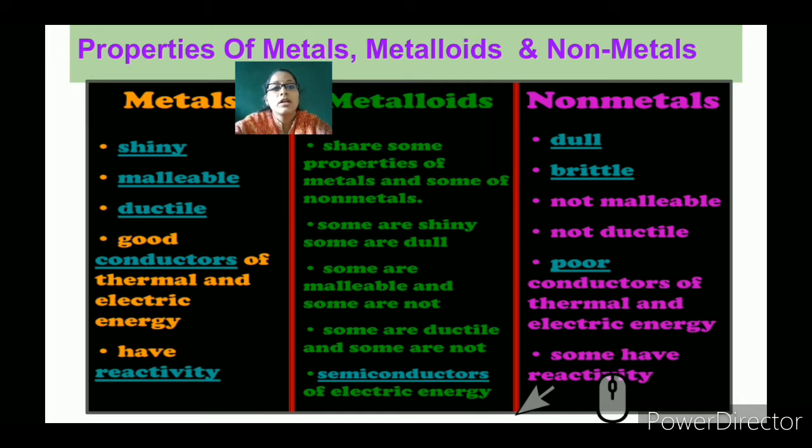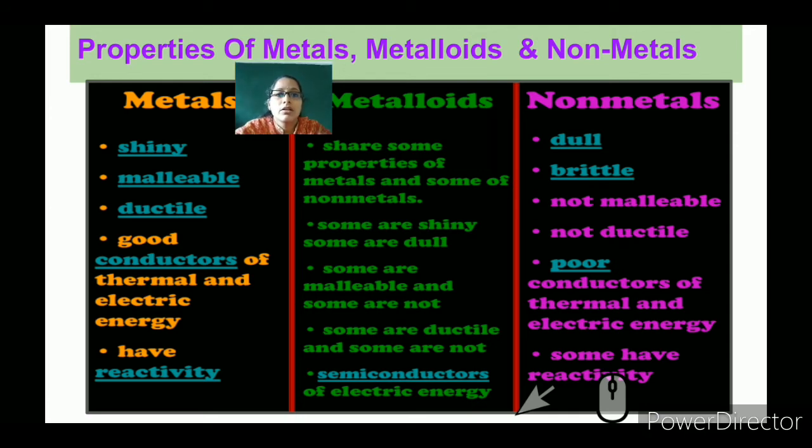For example, gold. If we have a very small piece of gold, it can be stretched into a thin wire about 2 kilometers long, but this cannot be done with non-metals. Non-metals are non-malleable and non-ductile. Non-metals are poor conductors of thermal and electric energy. Only some of the non-metals are reactive as compared to the metals.